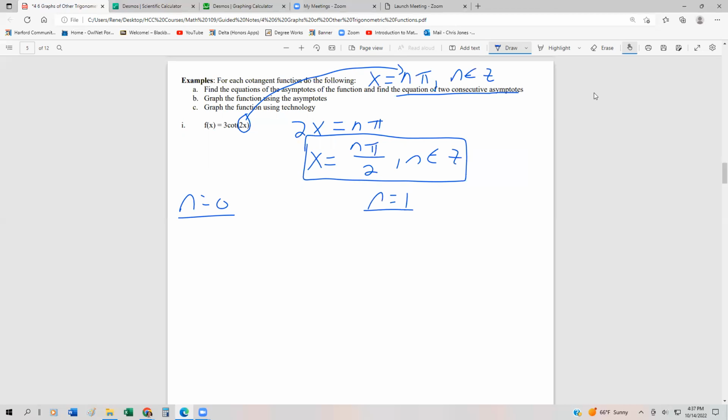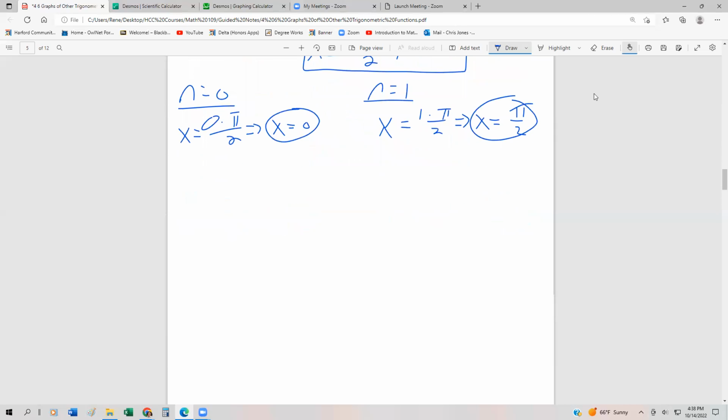Now, when n is equal to 0, that gives us x equals 0 times pi divided by 2, or that just gives us x equals 0. So that's one asymptote. Another asymptote occurs at x equals 1 times pi over 2, or in other words, x equals pi over 2.